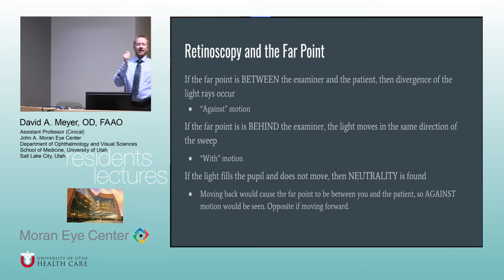I think I said that wrong. If you're moving farther back, you see against. If you're moving closer, you'll see with. Sorry about that. I switched that. Because again, the far point is going to be either behind you or in front of you, depending on where you're sitting. And sometimes that's a strategy you can use. If you think you're about neutral, you can scooch up a little bit and see if the reflex changes, and then scooch back a little bit and see if the reflex reverses.